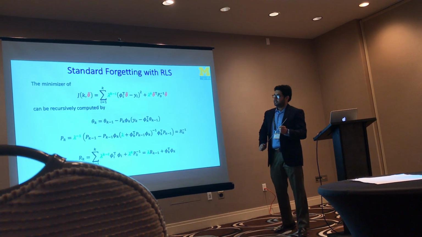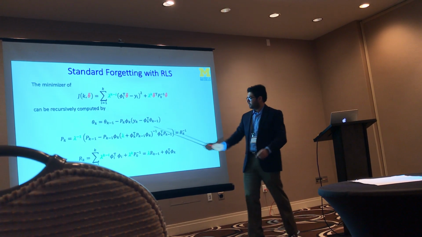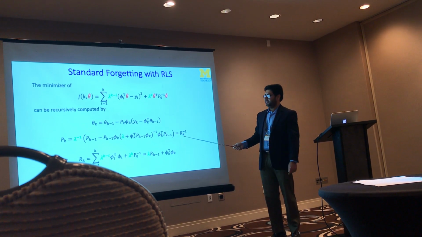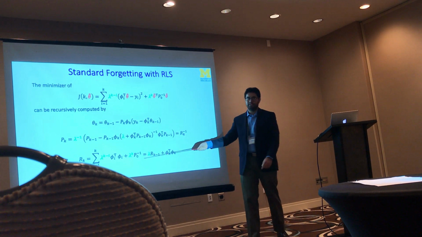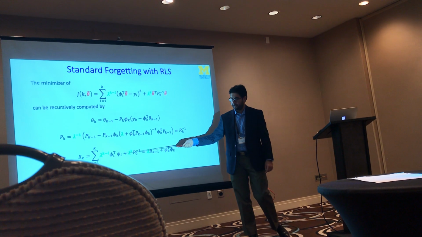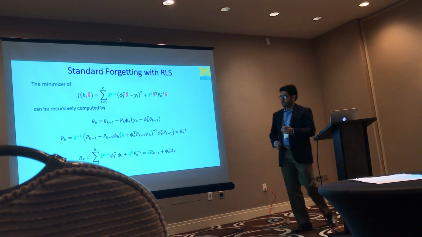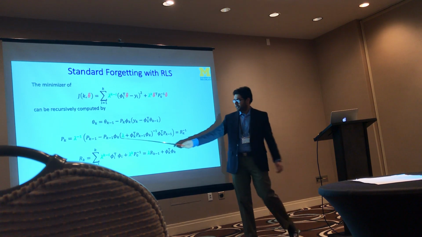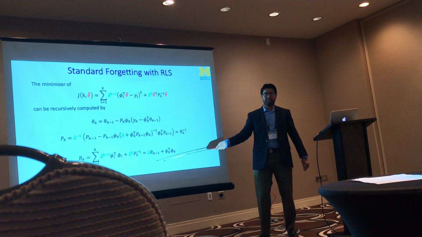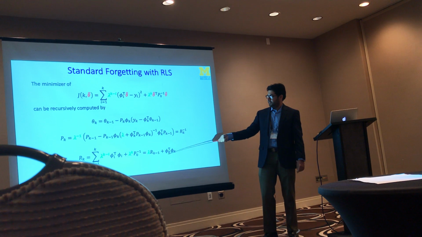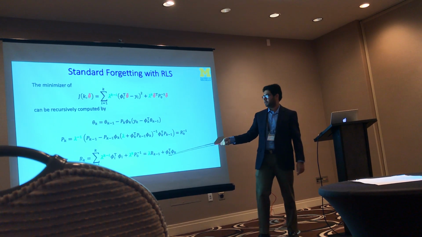Now P k is actually equal to the inverse of R of k, where R of k is this equation. So this is really the information accumulation. Usually it's also called the information matrix. And this R k can actually be recursively written as this. And in fact, if you invert this using the matrix inversion lemma, you get back this.